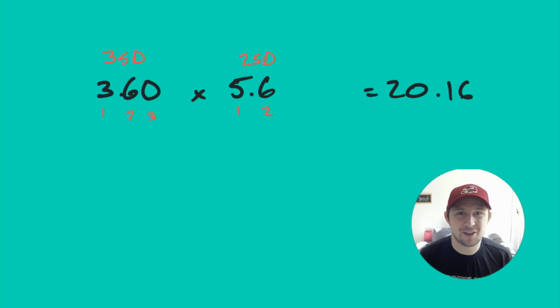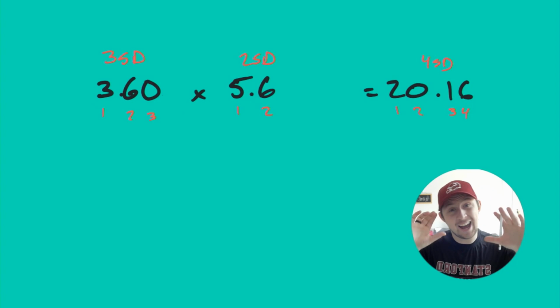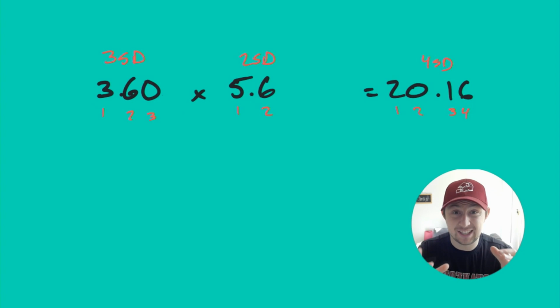We're expressing the final answer right now with 1, 2, 3, 4 significant digits, right? And we don't have that level of accuracy. And so we need to go to the level of accuracy as our lowest number of significant digits.